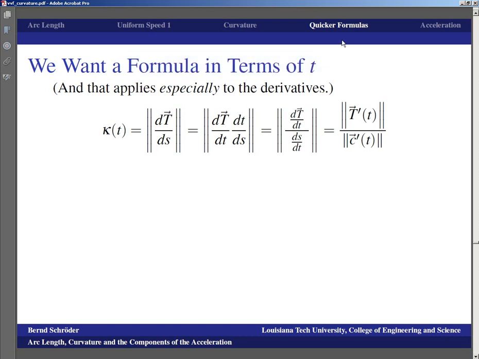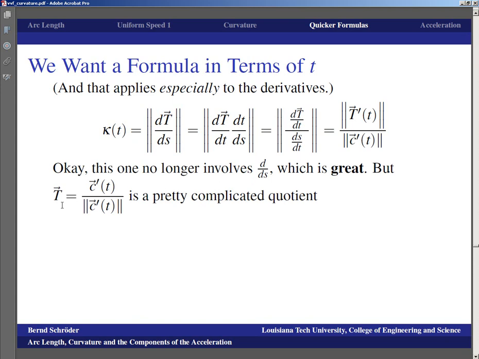It is also quicker, but it's not as quick as it could be, because this one no longer involves derivatives with respect to the arc length, and it's certainly a formula that we want to commit to memory. Curvature is the norm of the derivative of the unit tangent vector divided by the speed. And so that is great. But the unit tangent vector is c prime of t divided by the speed, divided by the norm of c prime of t. That's a pretty complicated quotient.